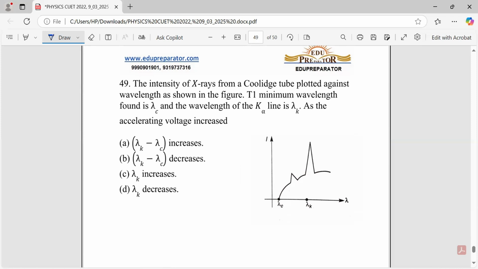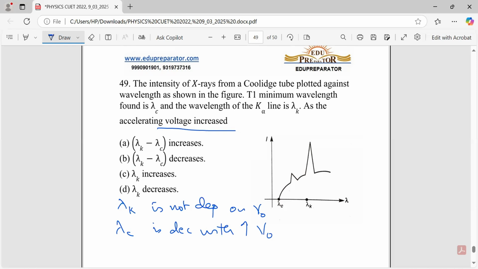The 49th question is again from the syllabus which we have not done, that is the concept of X-rays. Remember, the wavelength lambda K is not dependent on the accelerating potential, whereas the cutoff wavelength decreases with increase of the accelerating potential. So when the accelerating voltage is increased, lambda K will not change at all, and lambda naught, if we take lambda C, its value will decrease on increasing the voltage. If you increase the accelerating voltage, lambda C will decrease. Lambda C decreasing means this whole value will increase. So that is why you are having this as a question.